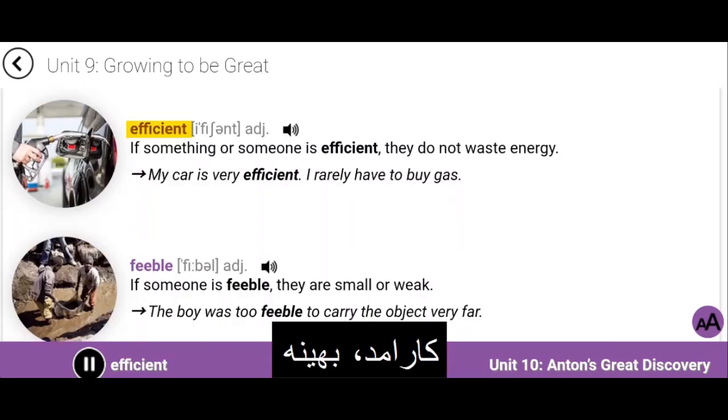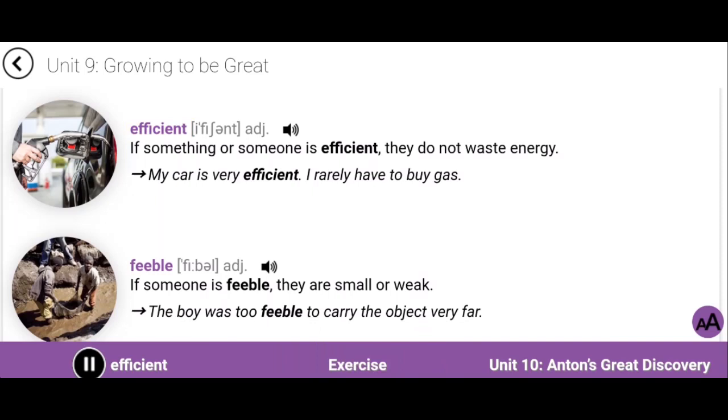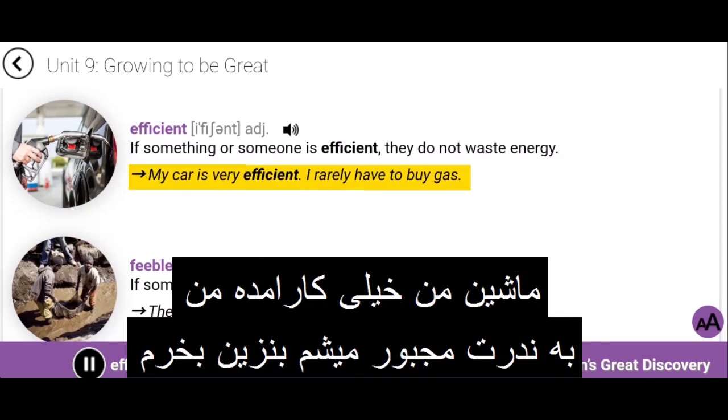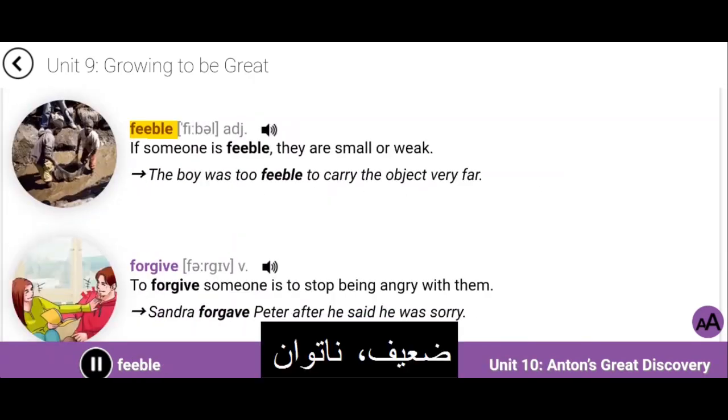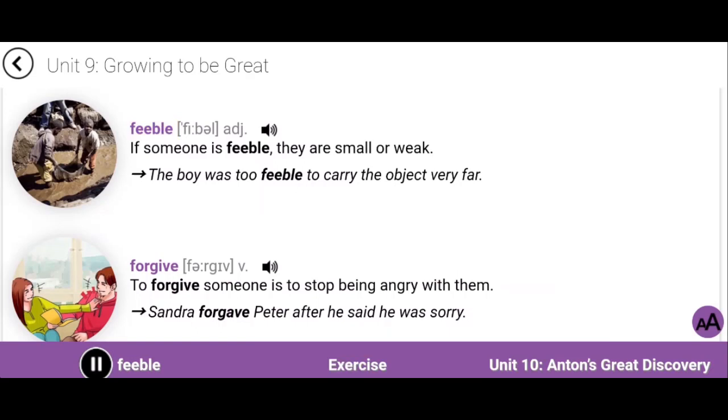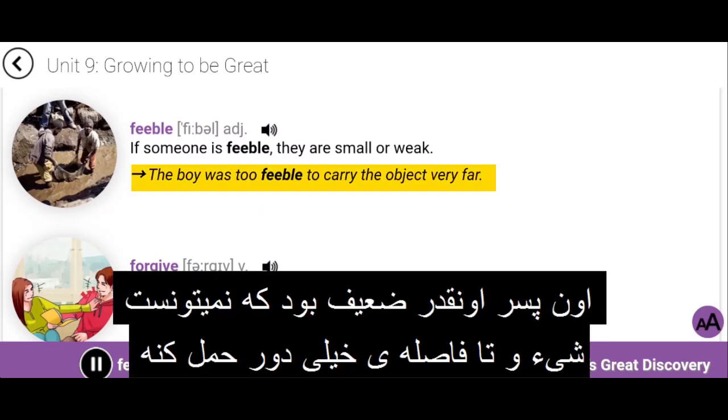Efficient. If something or someone is efficient, they do not waste energy. My car is very efficient. I rarely have to buy gas. Feeble. If someone is feeble, they are small or weak. The boy was too feeble to carry the object very far.